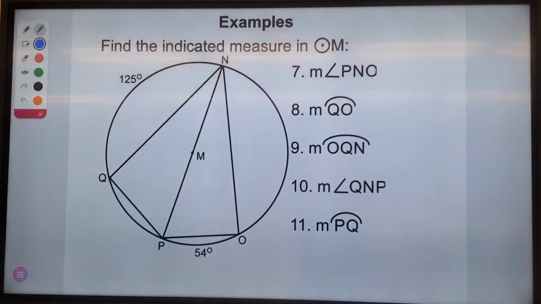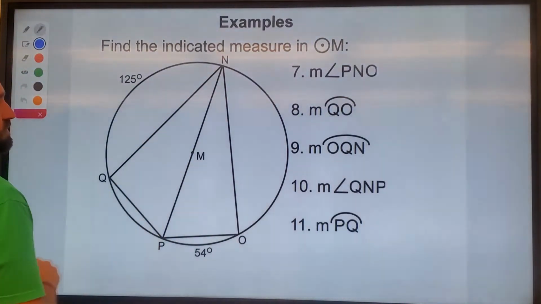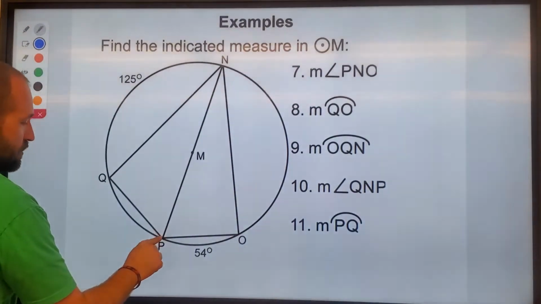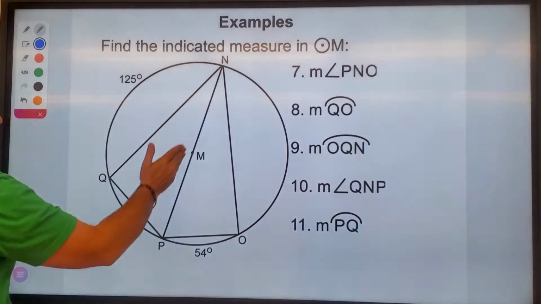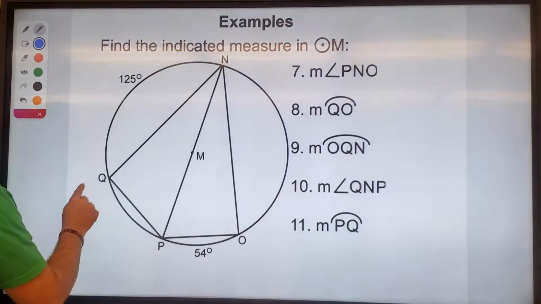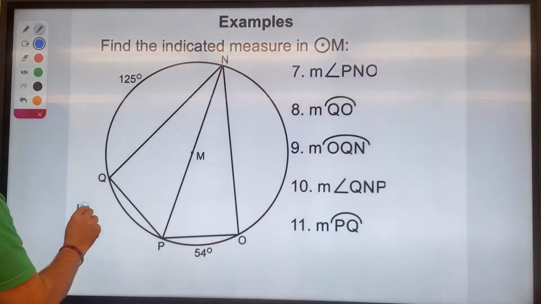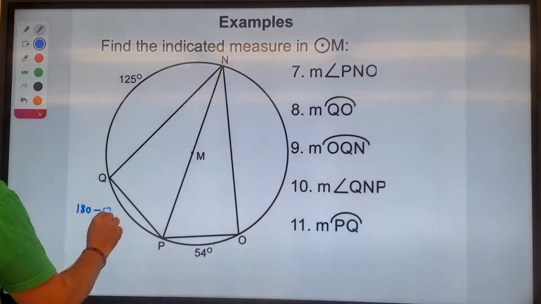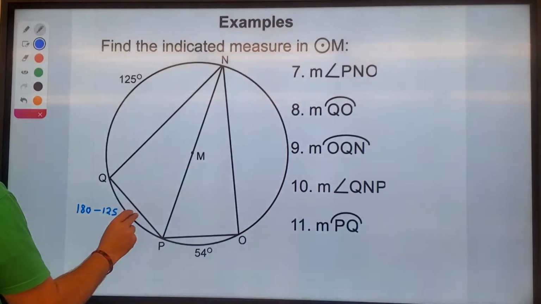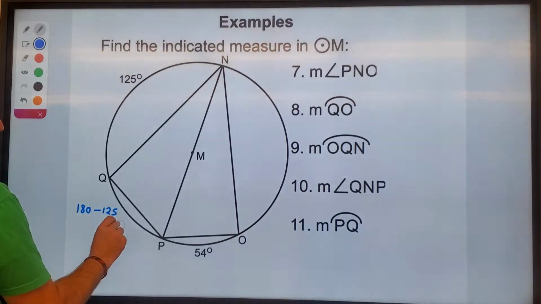So here I would find all the missing arcs. We can see that M is the center of this circle. So I know that from P to Q to N is a semicircle. So that means that the value from here to here is 180 minus the other piece that's here, 125, which means that Q to P is 55 degrees.